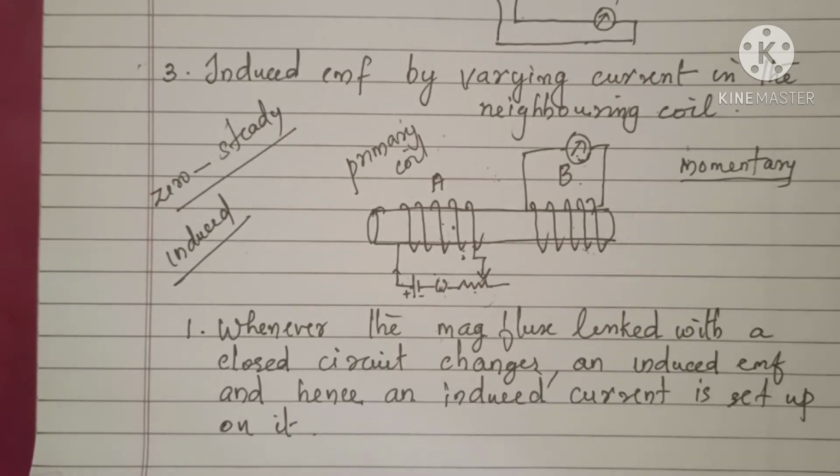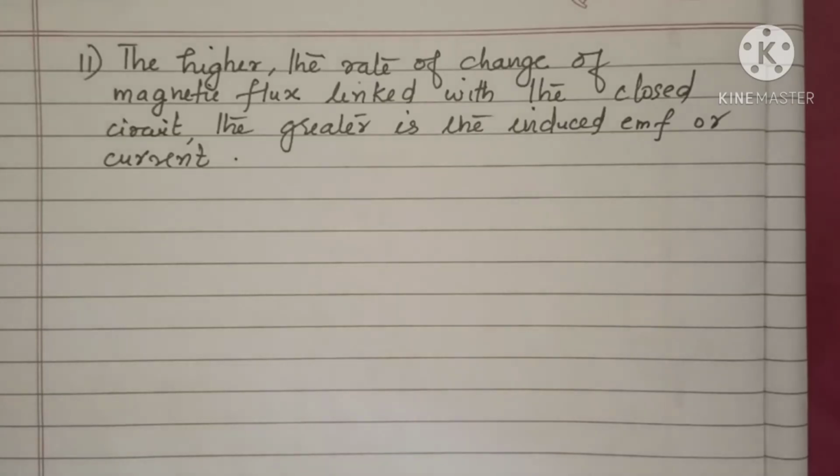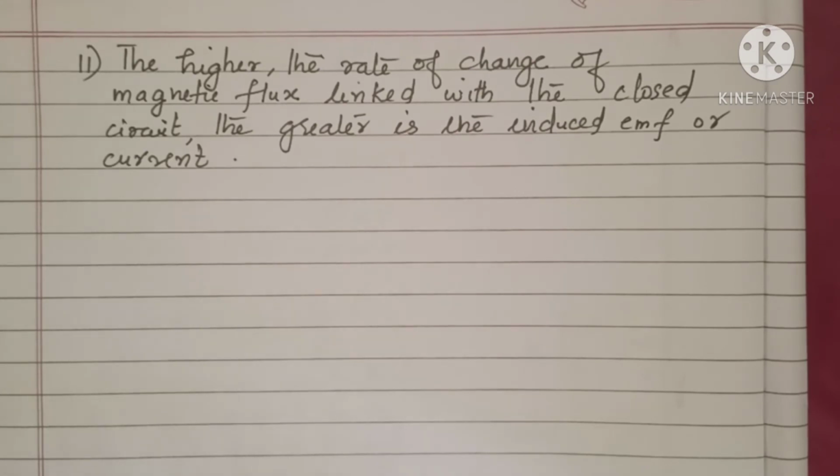Clear? Now the second point is, the higher the rate of change of magnetic flux linked with the closed circuit, the greater is the induced EMF or current that you have seen. The higher the rate of change of magnetic flux linked with the closed circuit, the greater is the induced EMF or current. Clear for you?